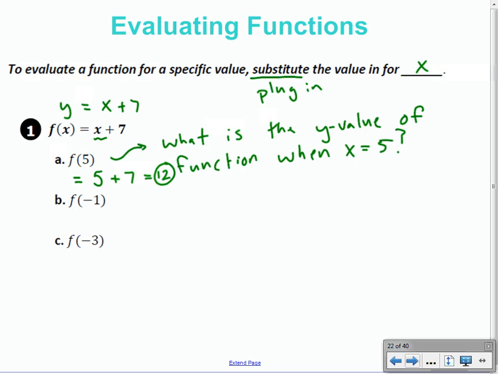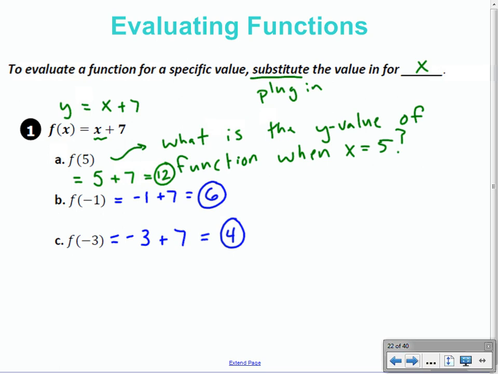Similarly, if I want to find f of negative 1, I want to find the y value that pairs up with an x value of negative 1 for this function. So I'm going to plug in negative 1. Negative 1 plus 7 gives me 6. So that means for this function f of x, when x is negative 1, y is 6. When x is negative 3, oh, not plus 6, plus 7. When x is negative 3, the y value is 4.